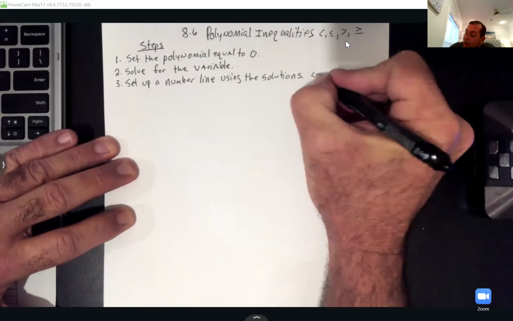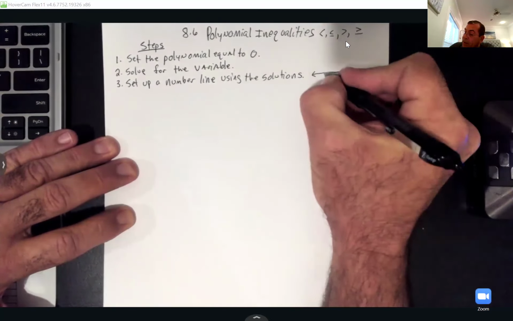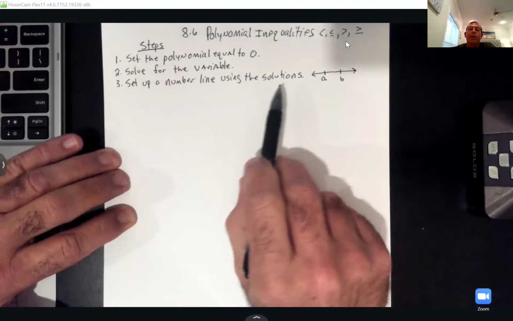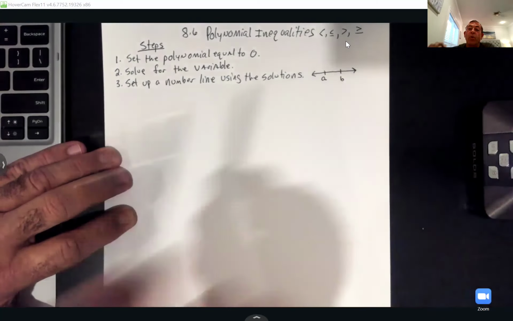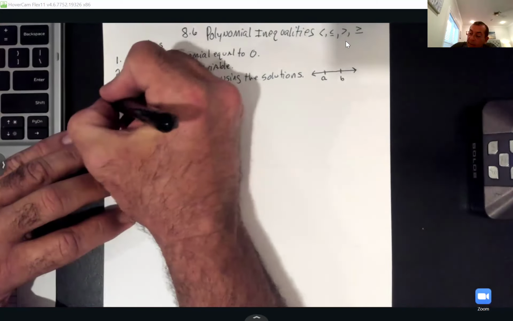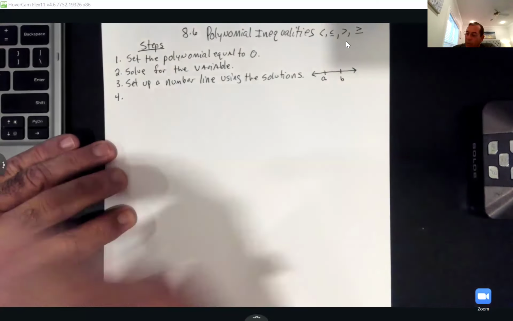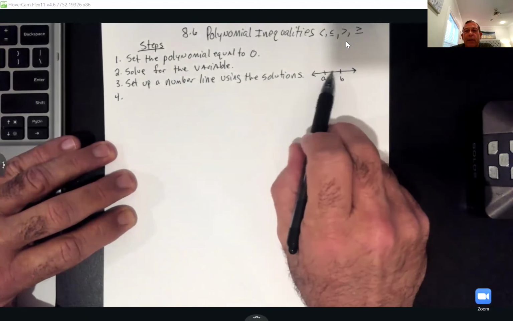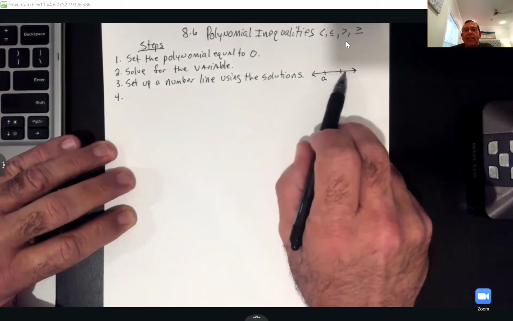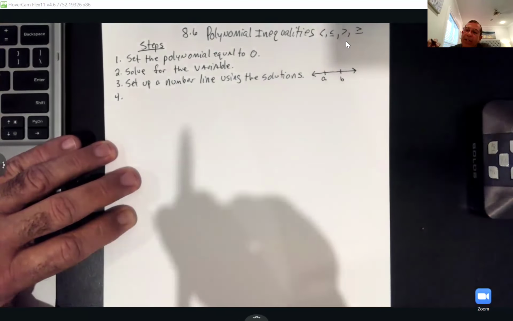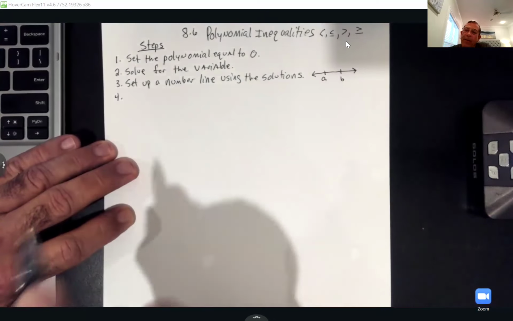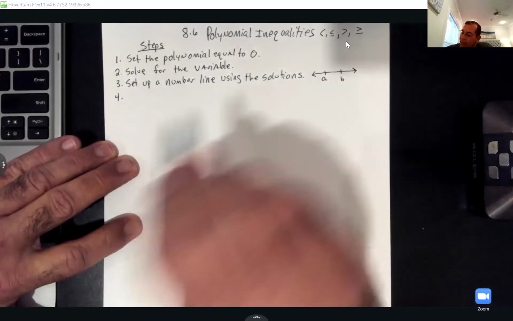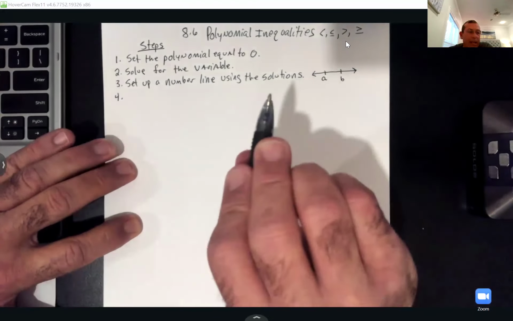Okay, so for my number line, I'll have two solutions on most of these. So I'll have my A solution and my B solution. So I'm just going to write me a number line with whatever two answers I get, okay? Now what we do, we choose test points out of these intervals. We plug those numbers back into the original polynomial to see if they're going to be true or false. If it's true in the section, we shade it. And if it's false in the sections, we don't shade it.